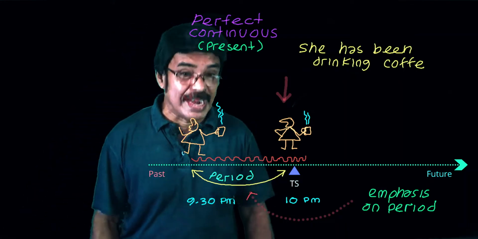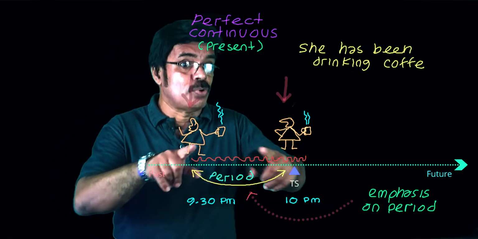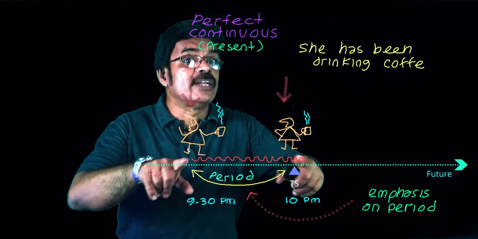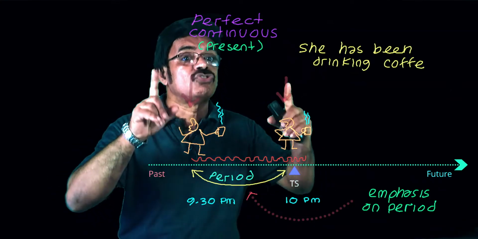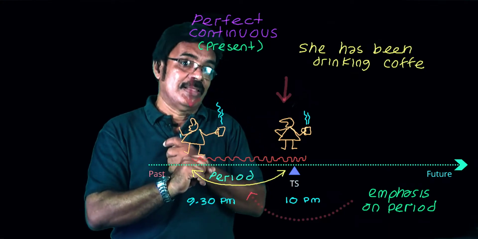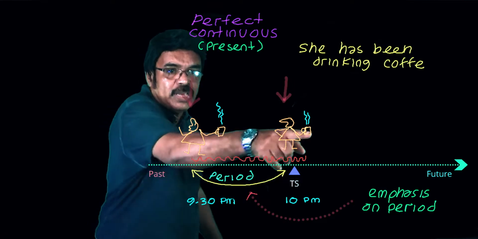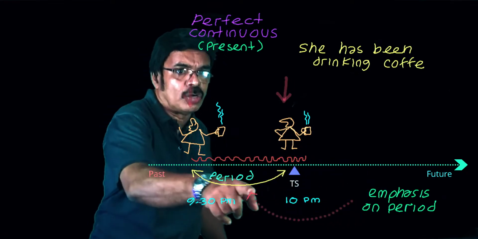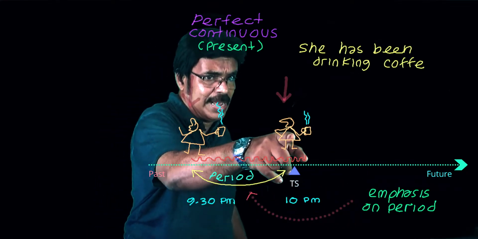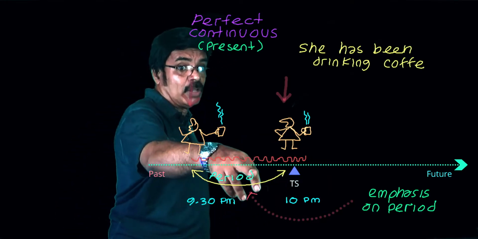What I want to tell you is there are occasions where we have to think about 2 events or 2 points on the timeline, them being connected. There are times that they are not connected, but here they are connected. So here our focus is not on drinking especially, though we do have that, but at the same time we have to focus especially on the period.